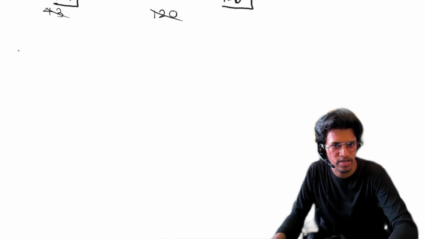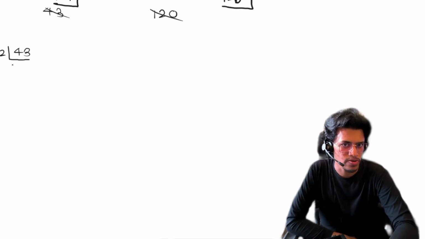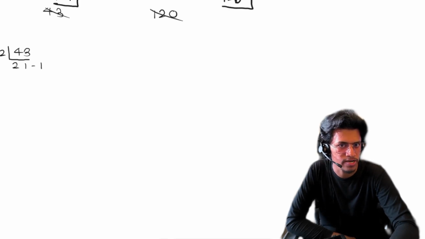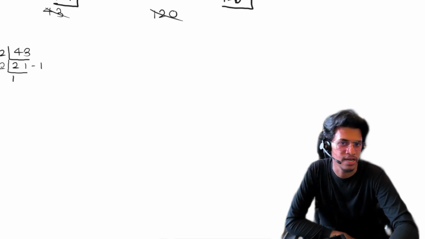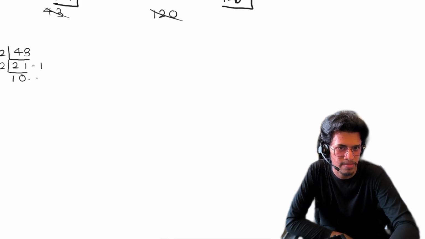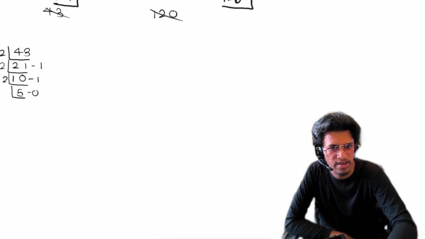I'll bring the 43 down here so that it will be much clearer for us. So 43 divided by 2. 4 divided by 2 is 2. 3 divided by 2 is 1 and the balance is 1. So 21 divided by 2: 2 divided by 2 is 1, and 1 cannot be divided by 2, so we get 0 over here and the balance will be 1. Then 10 divided by 2 is 5, balance is 0. 5 divided by 2 is 2, balance 1. 2 divided by 2 we get 1 and the balance is 0.